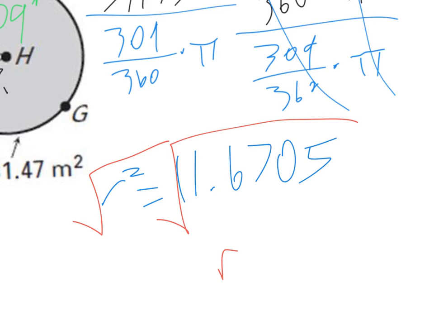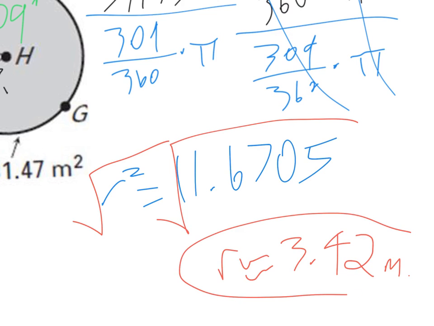And so my final answer can be rounded. So I can write it as approximately 3.416. So I'll round that to 3.42. And this was, I guess, meters was my unit. Alright, so that's it for 11.3. I hope this helped. Just remember area is pi r squared, and area of a sector, do the degree over 360 times pi r squared. And that's all you really need to know. Alright, take care everybody.